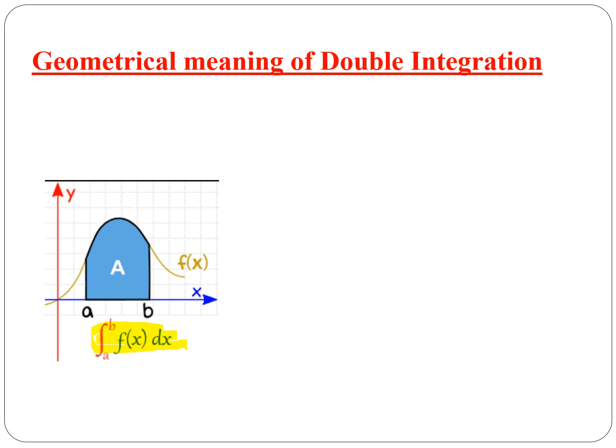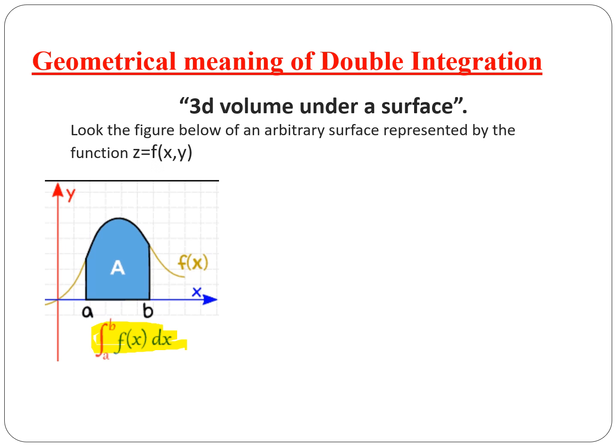So always the single integration will give you the area under that curve. Similarly, we want to find out what is the geometrical meaning of the double integration. It is nothing but the 3D volume under a surface. So how is it possible? I want to show you this using this figure.